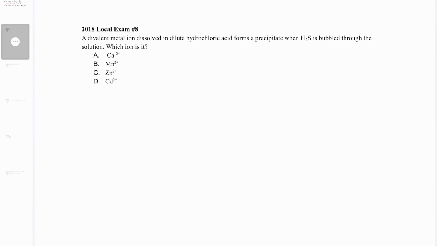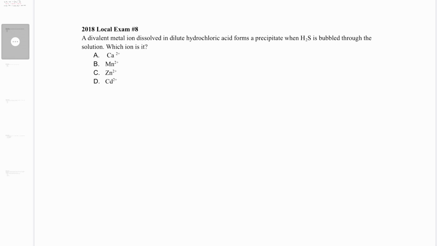A divalent metal ion dissolved in dilute hydrochloric acid forms a precipitate when H2S is bubbled through the solution. Which ion isn't? Now, this question deals with a branch of chemistry known as qualitative analysis. All qualitative analysis deals with knowing the ions in a solution without having to do math or think about it quantitatively. There are techniques like adding hydrochloric acid or adding H2S in acidic or basic conditions, and depending on what type of steps you do, you will precipitate certain compounds.